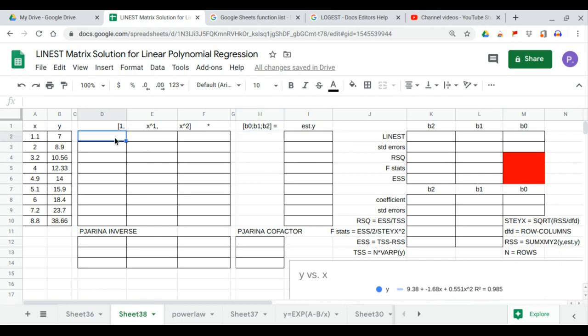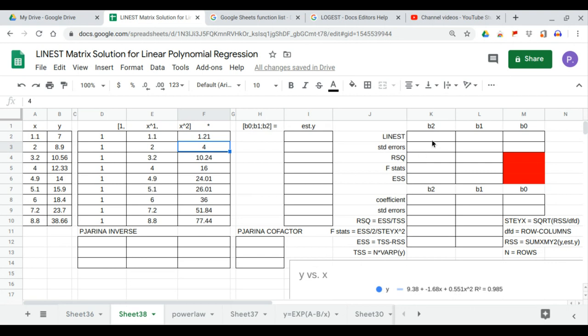So we begin with filling up this matrix, the 1, x, x squared matrix, which is the formula of the x values raised to the power 0. And the x column will be the formula of the x values raised to the power 1. And the x squared column will be the formula of the x values raised to the power 2. So we have the 1, x, x squared matrix.